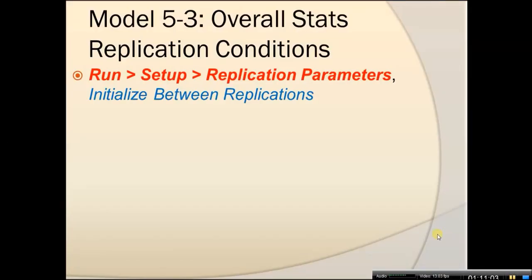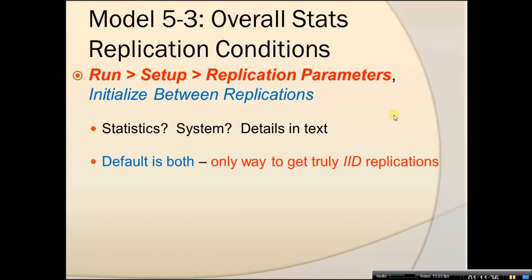So in the setup, when we change the setup, as I said, in the Replication Parameters tab, we need to make sure that we initialize between the replications. So we're going to go to Run, then Setup, we select the Replication Parameters tab, and in the Replication Parameters tab, we're going to check Initialize between replications. So again, we need to be initializing the statistics in the system, and you can read more information about that in the ARENA textbook.